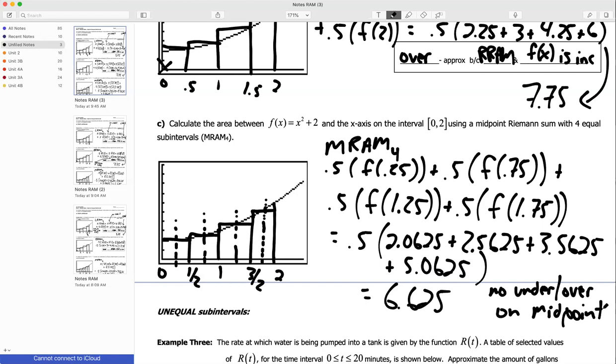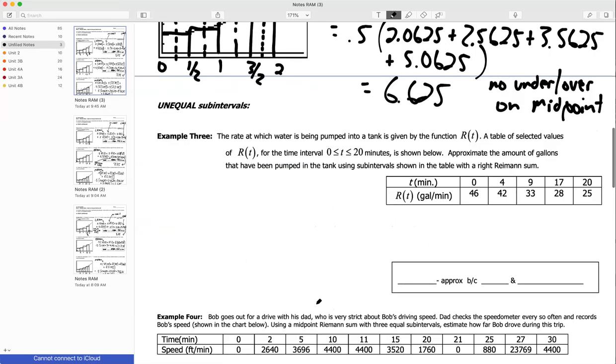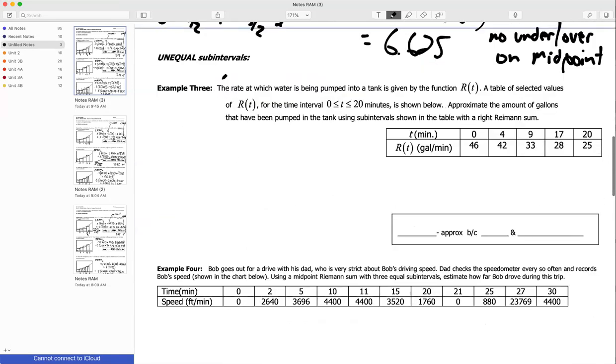All right, why don't you turn the page here? And we're going to look at some unequal subintervals. Example 3 says the rate at which water is being pumped into a tank is given by the function R(t). A table of selected values of R(t) for the time interval from 0 to 20 minutes is shown below. Approximate the amount of gallons that have been pumped into the tank using subintervals shown in the table with a right Riemann sum.